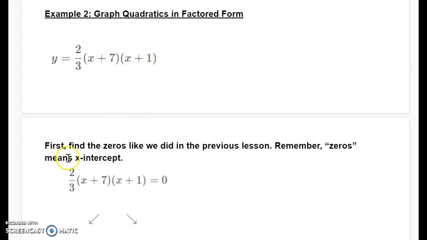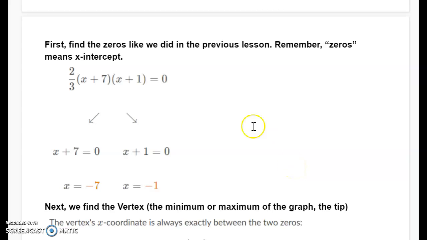So to do that, first we need to find the zeros. Which remember, we learned this when we did linear. Zeros means x-intercept. So that's important when we graph. Okay, so we just take our two factors, set them equal to 0, and we find what each of them means. So these are going to be our x-intercepts on our graph.